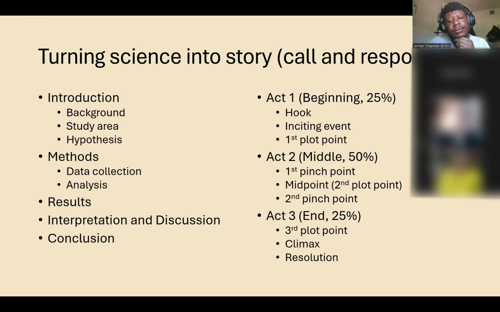So I would assume basically the same order: your introduction is going to include your inciting event. You're hooking them in. Your methods, like how I did it, is going to be in act two, and then my climax is going to be my conclusion and results type deal.